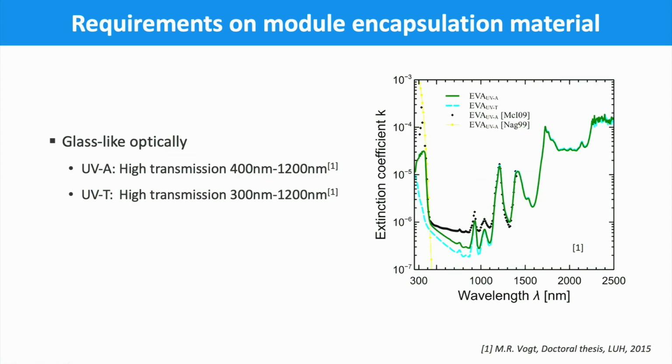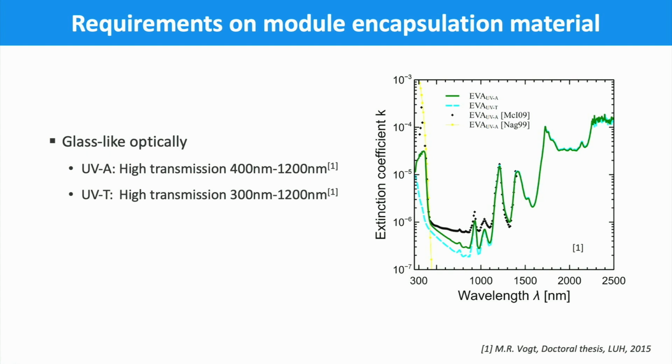The material used in this encapsulation layer has to fulfill several requirements. Optically, they have to be similar to glass. The difference in refractive indices of the glass and the encapsulation material creates reflection at the interface between them. In the figure, we see the complex part of the refractive index, also called extinction coefficient. A lower extinction coefficient means a lower absorption of the material.